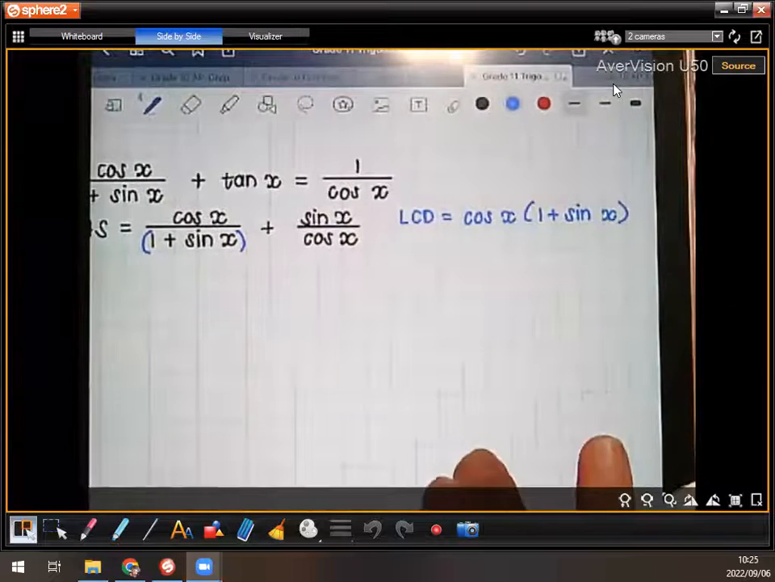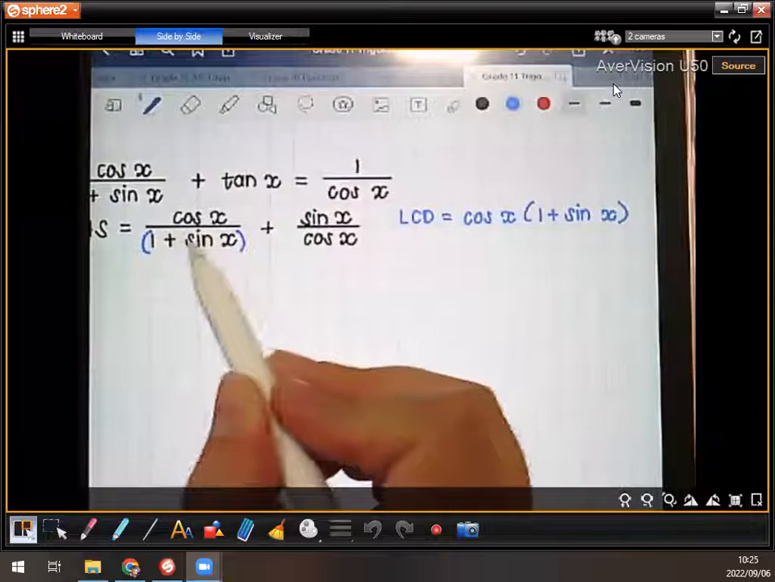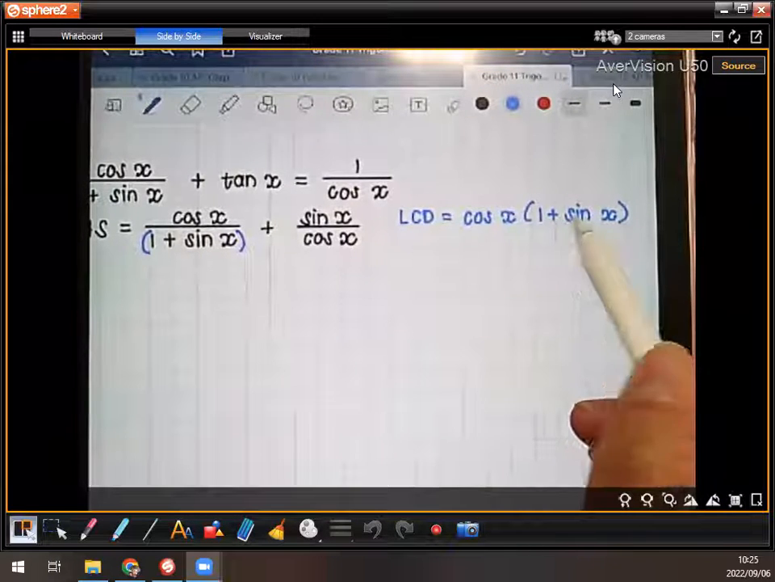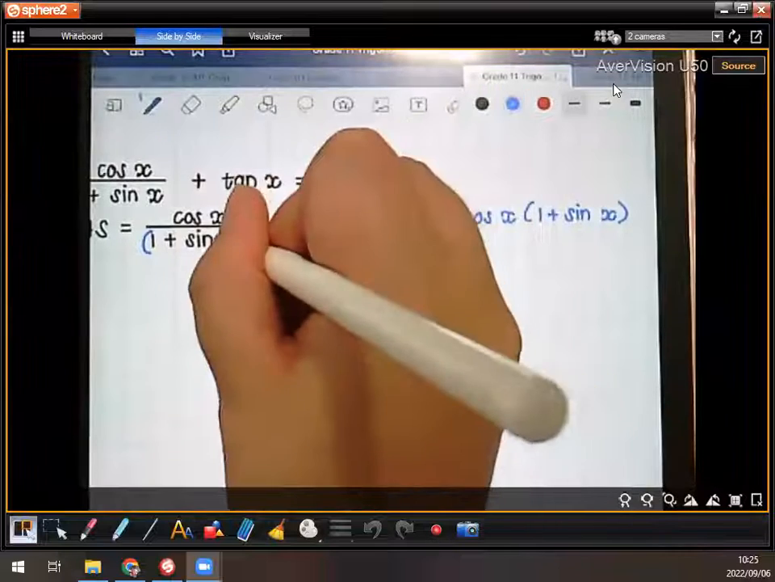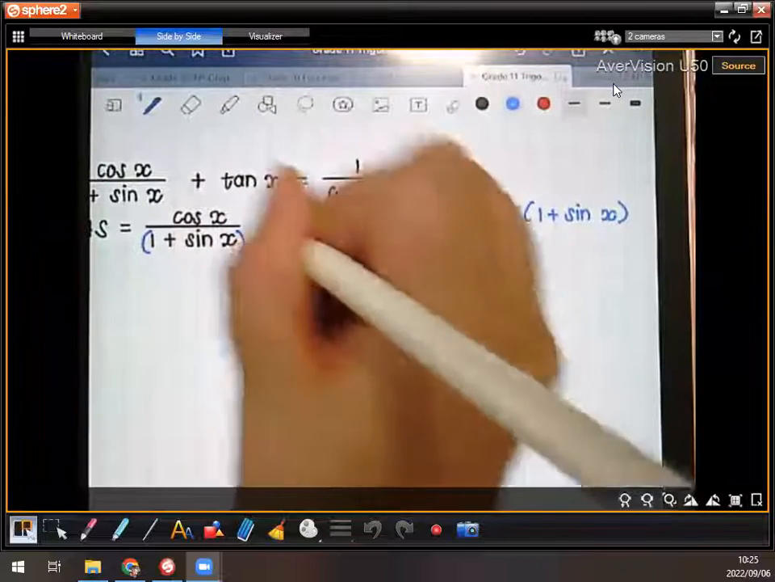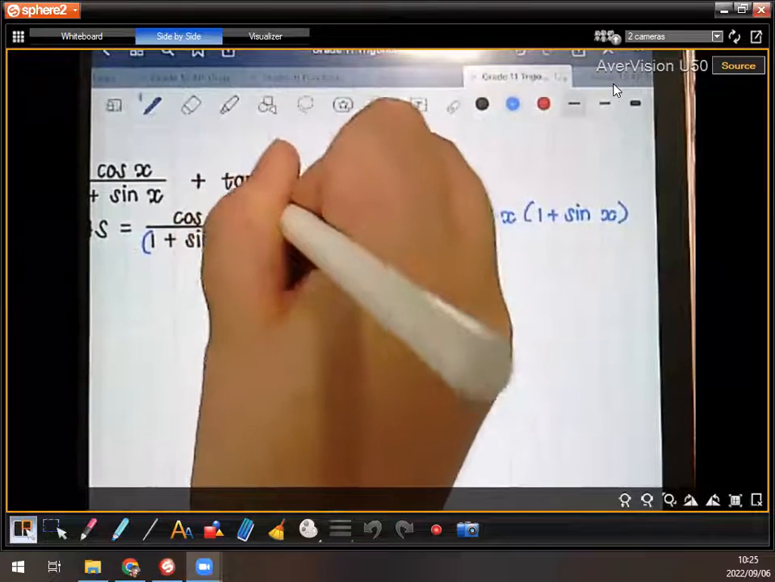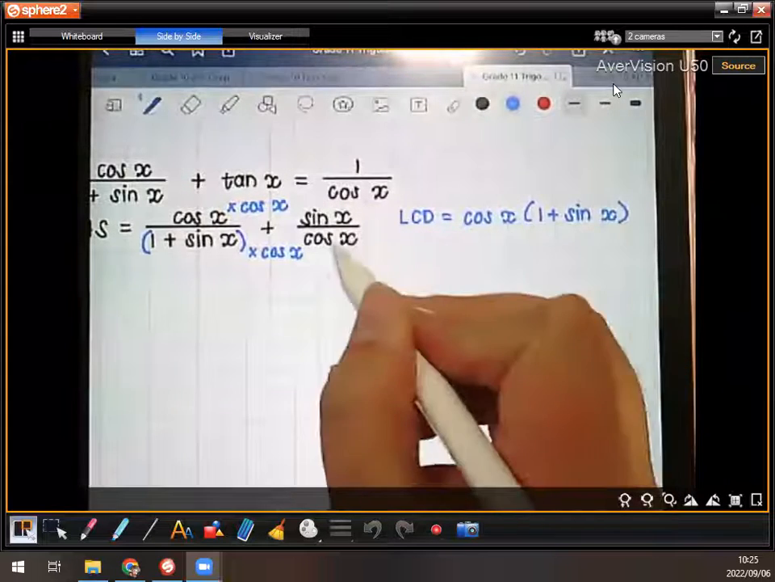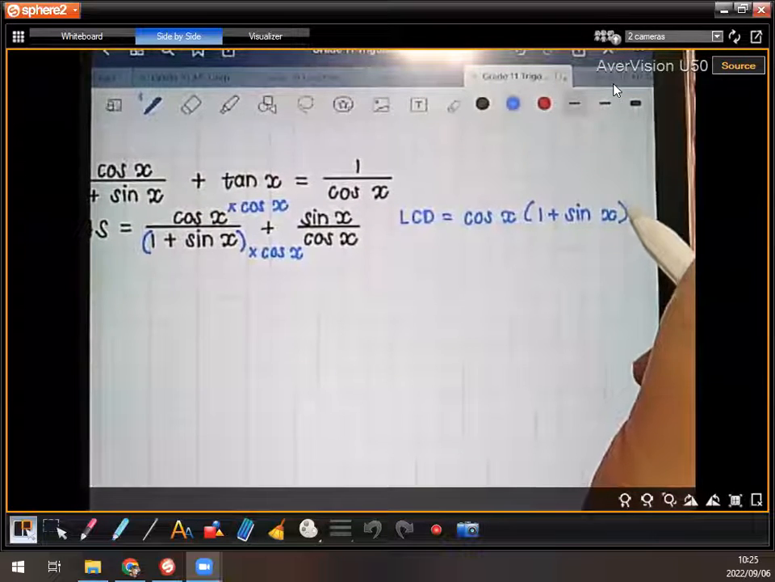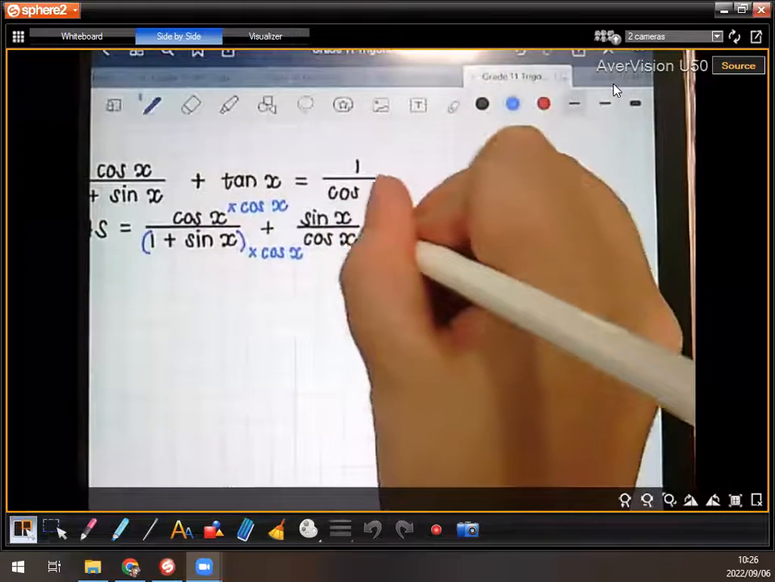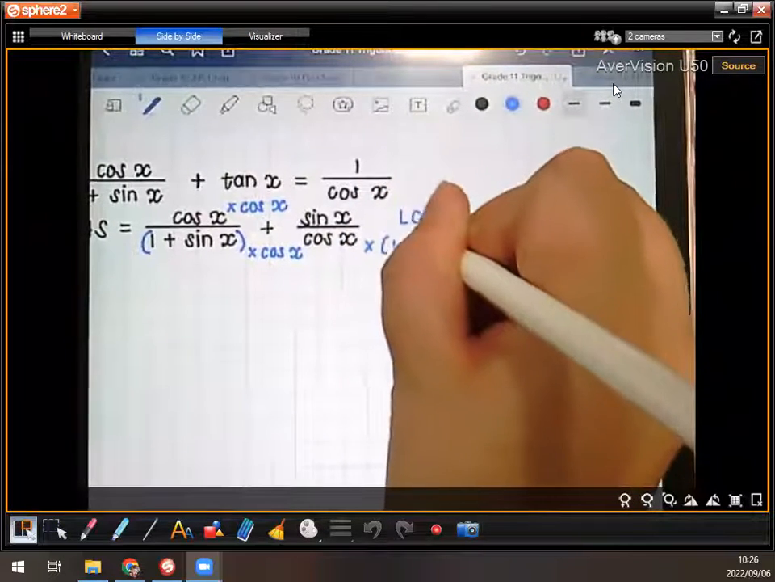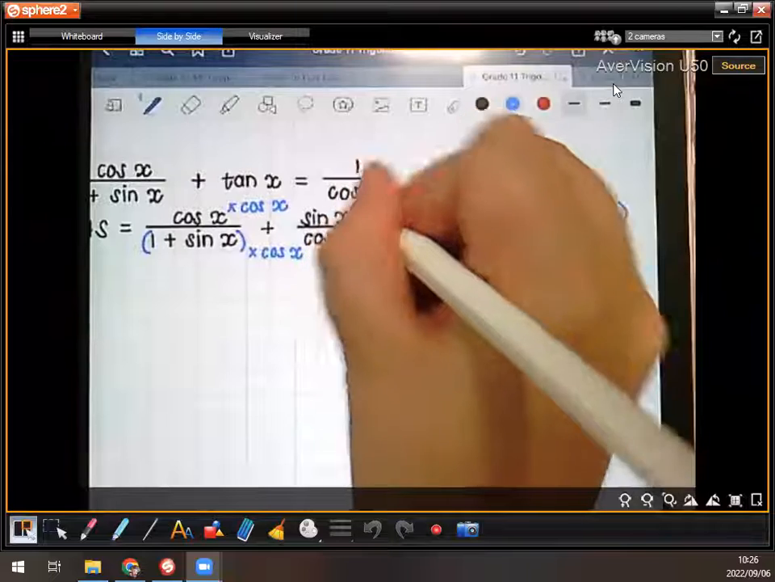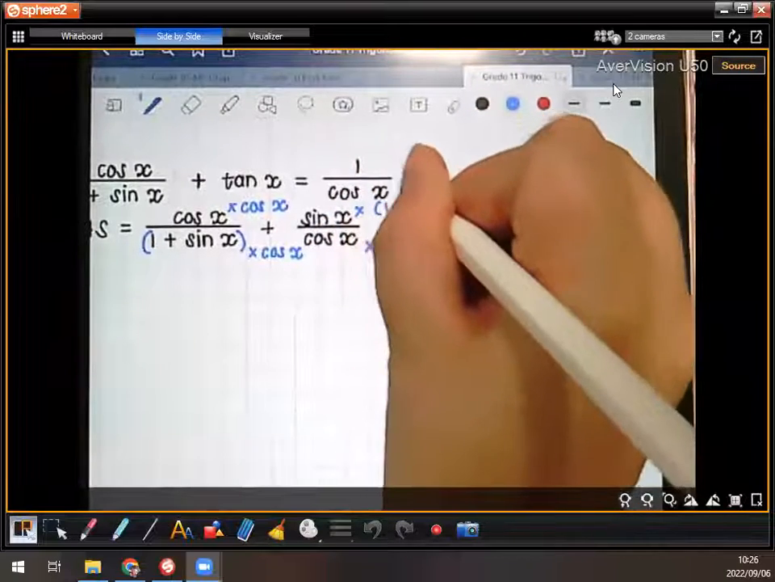So now, guys, we need to ask ourselves, what must I multiply the bracket by to turn it into the LCD? Cos x. So I must multiply the bottom by cos x to turn it into the LCD. And whatever I do at the bottom, I have to do at the top. So the next fraction, what must I multiply cos x by to turn it into the LCD? 1 plus sine x, in brackets, right? 1 plus sine x. And again, whatever you do at the bottom, you do have to do at the top.